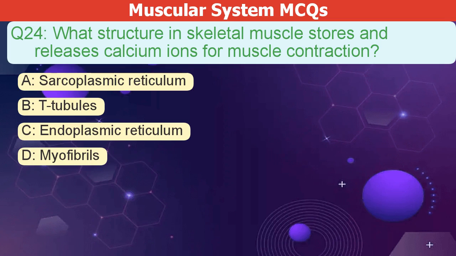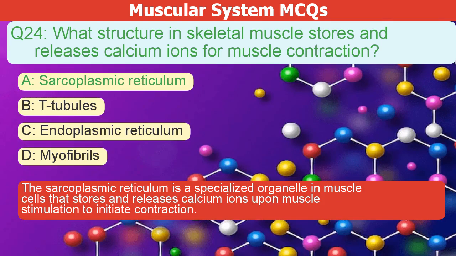What structure in skeletal muscle stores and releases calcium ions for muscle contraction? A. Sarcoplasmic reticulum. B. T-tubules. C. Endoplasmic reticulum. D. Myofibrils. The correct answer is A. The sarcoplasmic reticulum is a specialized organelle in muscle cells that stores and releases calcium ions upon muscle stimulation to initiate contraction.